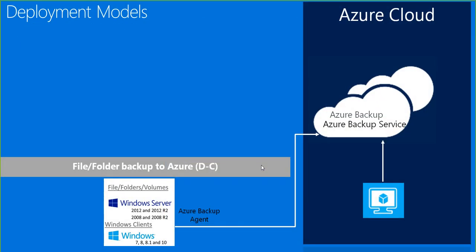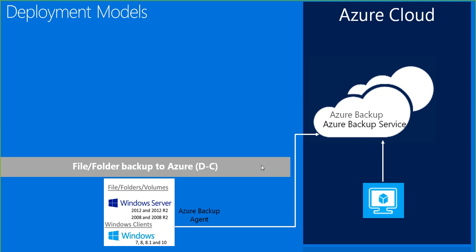So let's look at some of the deployment models which are available right now in Azure. The first one is file and folder backup. This is for data which is static, data which is not changing. All these files and folders on a workstation, whether it's Windows Server 2008, 2012, or 2016, or a client machine, whether it's Windows 7, 8, or 10, you can use file and folder backup from Azure.